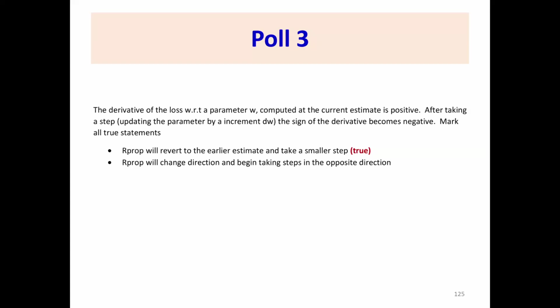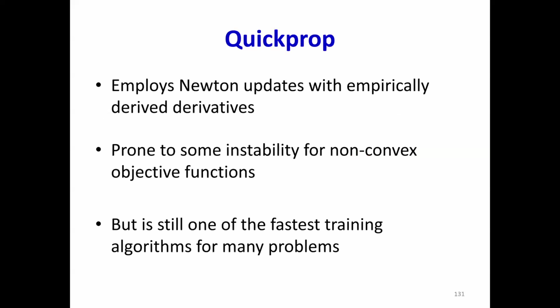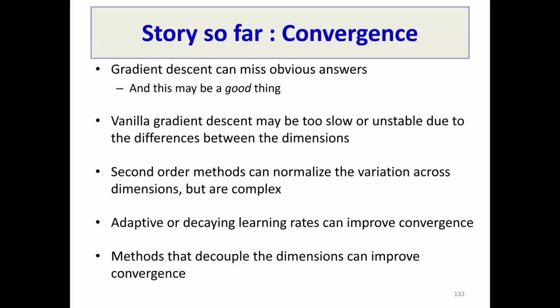So Rprop will revert to the earlier estimate and take a smaller step, or the other heuristics you can employ. Another variant is Quickprop, which uses Newton updates, except that computing second derivatives is really hard. So it computes an estimate for the second derivative for each component. This was invented by our own Scott Fahlman, and it's still one of the fastest training algorithms for many, many machine learning problems, in particular for neural networks. And I'd recommend that you actually try this. It's all on the slides.